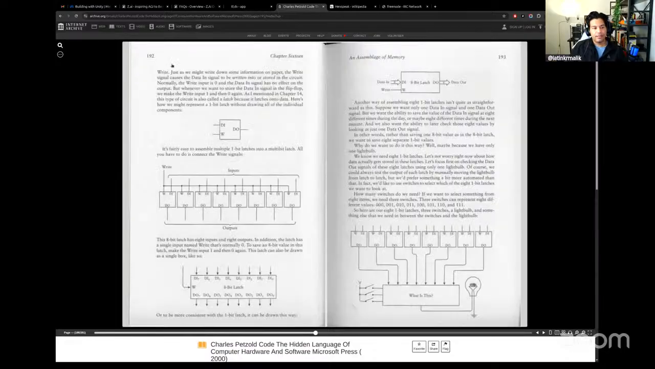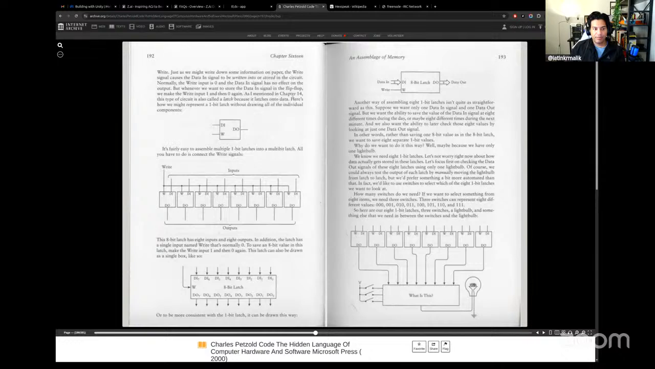It is named write. Just as we might write down some information on paper, the write signal causes the data in signal to be written into, or stored into, the circuit. Normally, the write input is 0 and the data in signal has no effect on the output. But whenever we want to store the data in signal in the flip flop, we make the write input 1 and then 0 again.